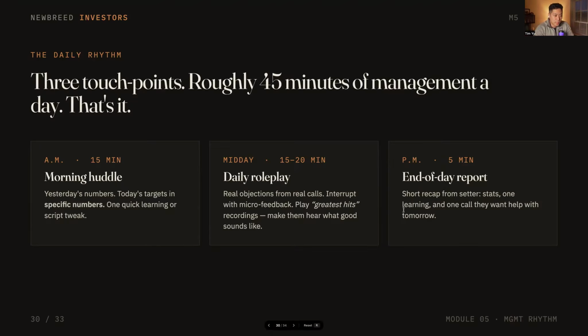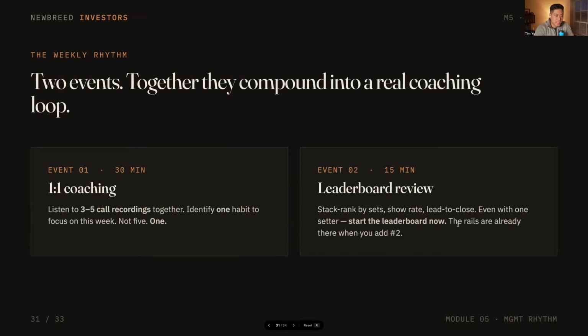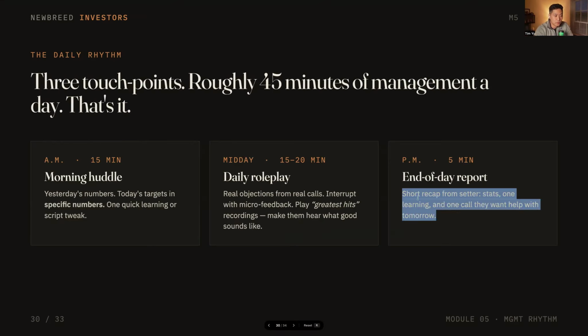End of day report, they must make sure that they're doing a short recap from your setters. So they need to fill out their scorecards. And if they need help with anything specifically tomorrow, they need to make sure that they tell you that either in Slack or through their metrics, whatever the case may be. They need to bring up what they want to talk about the next day.